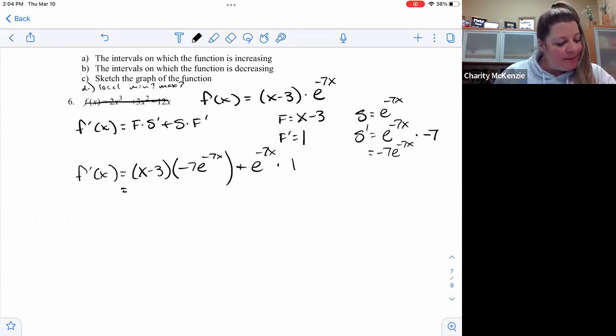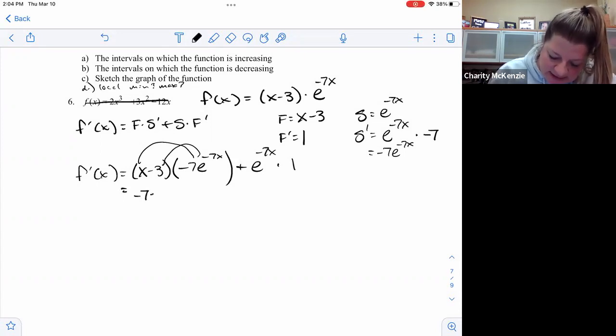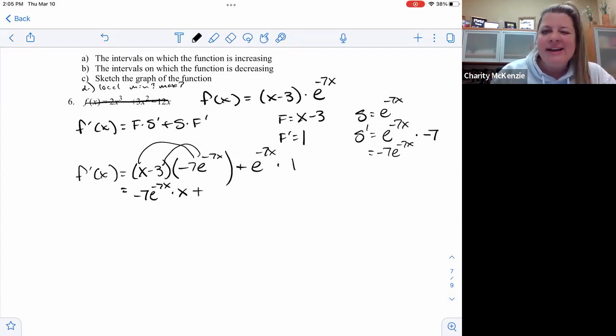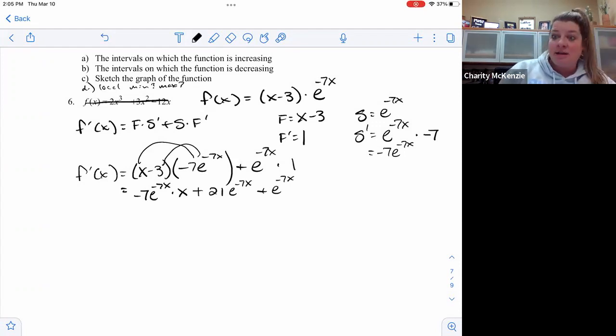Maybe I will just show simplifying it. So I'm going to multiply this through the parenthesis. Negative 7 e to the negative 7x times x is negative 7x e to the negative 7x. Minus, well, a negative times a negative is a positive. So negative 3 times negative 7 is positive 21, and then this would be e to the negative 7x. And then the other one is just 1 times that, plus e to the negative 7x. That is what we call an ugly derivative.